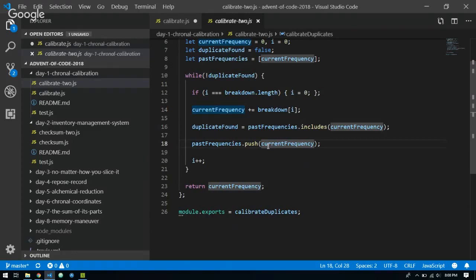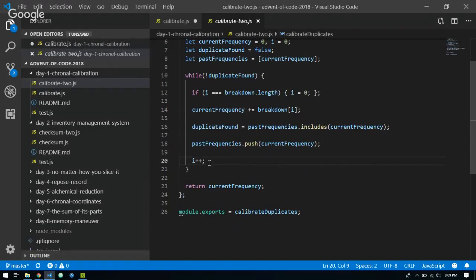So I will push that current frequency in case it's not. So let's say it's not. Let's go that route. I'm going to check for what I just added. If it's in my past frequencies, cool, switch my duplicate found to true. If not, keep going. And with that, I have to keep track of all the numbers I have already seen, because how else am I going to know I've seen it again? So if it does not match and I've not seen this before, simply push this into the past frequency array, iterate through, and repeat the process.